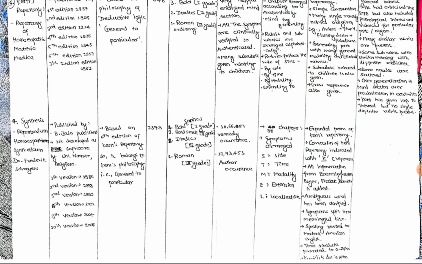Again, 3 marks are given in bold capital. Sorry, there are generally 4 marks. There are 4 gradations in this repertory, Synthesis, wherein the 4 mark symptoms are given in bold capital, 3 marks bold small, 2 marks in italics, and 1 mark in Roman.